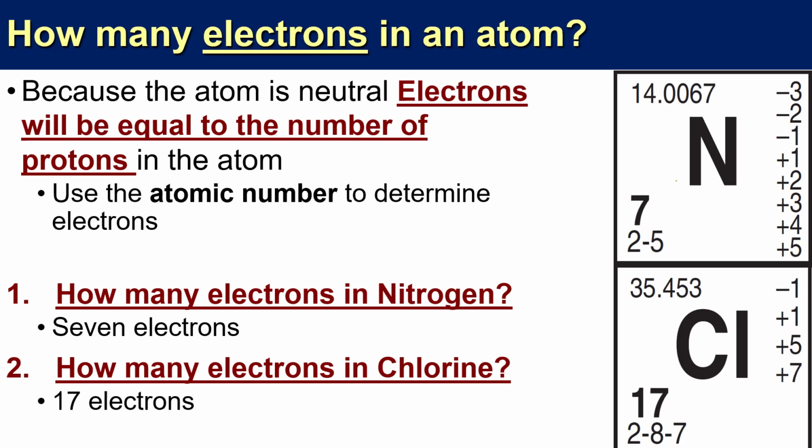Our next segment here is to talk about how many electrons are in an atom. And if you remember what we just talked about, atoms are neutral, so electrons have to be equal to the number of protons in an atom. So if I wanted to say how many electrons in something like nitrogen, well, because the atomic number is 7, that means we would have 7 protons. We will also have to have 7 electrons. Otherwise, our nitrogen atoms would not be neutral. Same with chlorine. Because we have 17 protons, our chlorine atom needs to be neutral. So we would have 17 electrons.